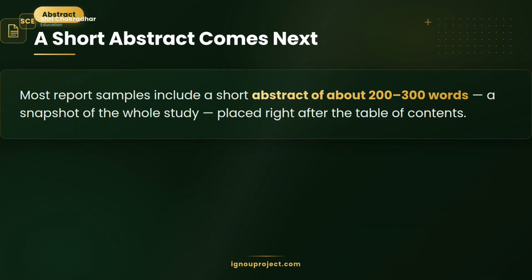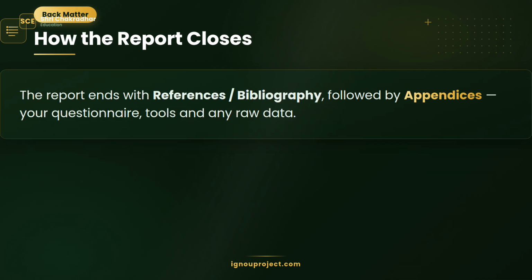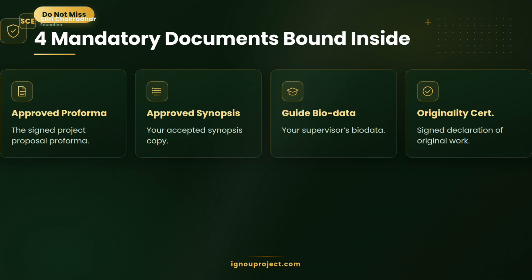Now the main chapters begin. Chapter 1, Introduction. Chapter 2, Review of Literature. Chapter 3, Research Methodology. Chapter 4, Data Analysis and Interpretation. Chapter 5, Findings, Conclusion and Suggestions. The report then closes with references or bibliography, followed by appendices, such as your questionnaire and any raw data. Remember one thing that many students miss.